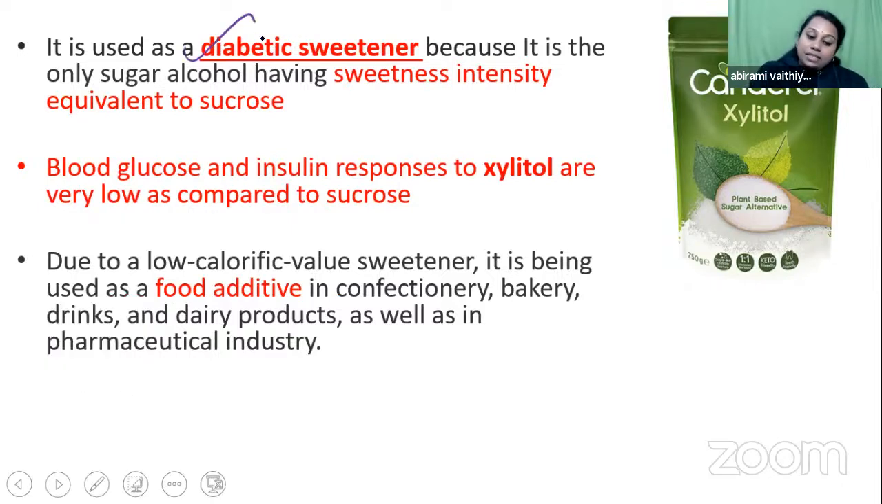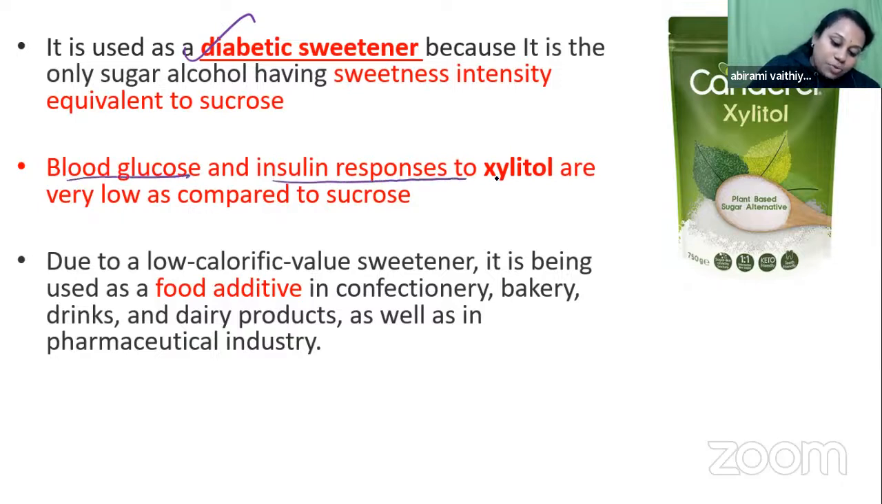What are the reasons? Why do you use it as a diabetic sweetener? Because it is the only sugar alcohol having sweetness intensity equivalent to that of sucrose. It'll enhance the sweetness. So that's why you add xylitol into the diabetic sweetener. And the other reason is blood glucose and insulin responses to xylitol are very low when compared to sucrose. It has a very low glycemic index. So it is safe if you use it in diabetic patients.